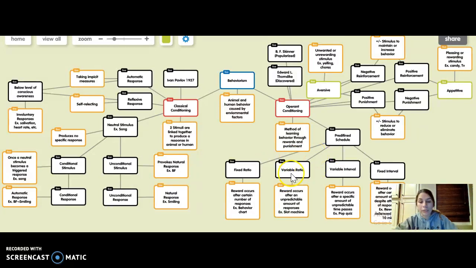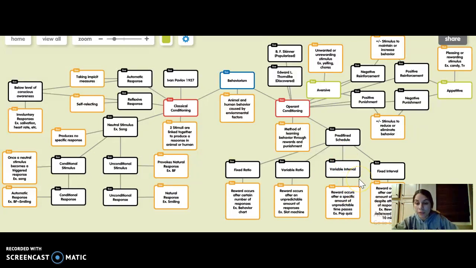Let's move on to variable ratio, which is a reward that occurs after an unpredictable amount of responses. So my example is a slot machine. Many people go to slot machines to get the reward, which is a multiple amount of money, but the amount of tries they need is unpredictable. They don't know if they might pull it once and get the reward. They might pull it 10 times and get the reward. It's very unpredictable.